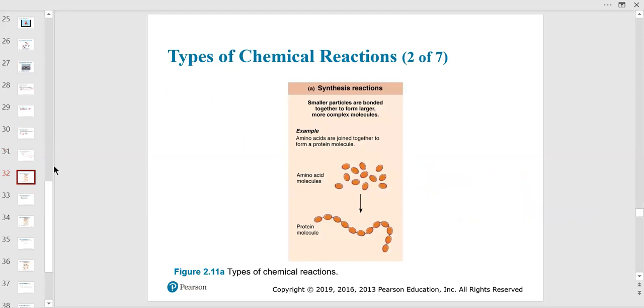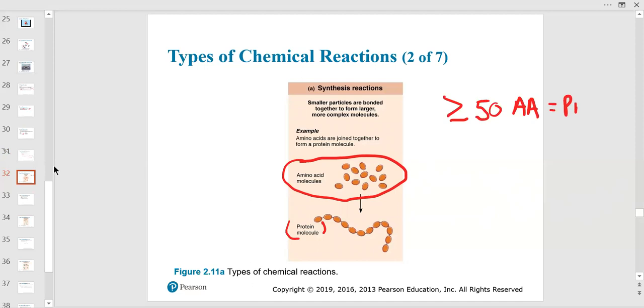Synthesis reaction. Now here they're using amino acids. So if you add amino acids together, my rule with proteins is that greater than or equal to 50 amino acids equals a protein. So if it's less than 50 amino acids, I call that a polypeptide, just some terminology.